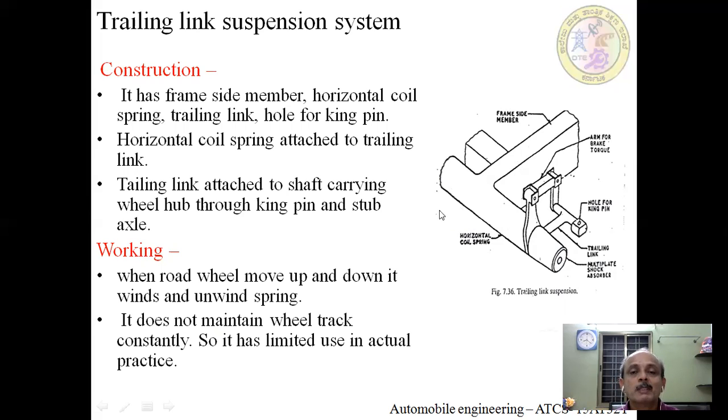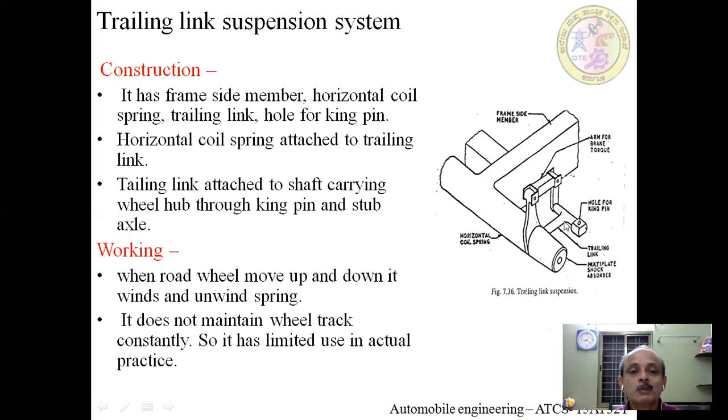So again, for the syllabus, what we need is the trailing link suspension system. In the construction, we have to see this small diagram having the horizontal coil spring, frame side member, hole for kingpin, and trailing link. These are the four important parts.